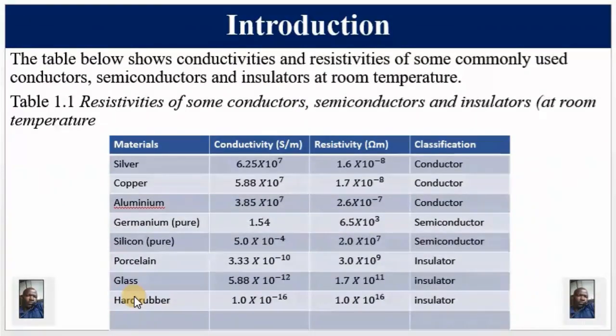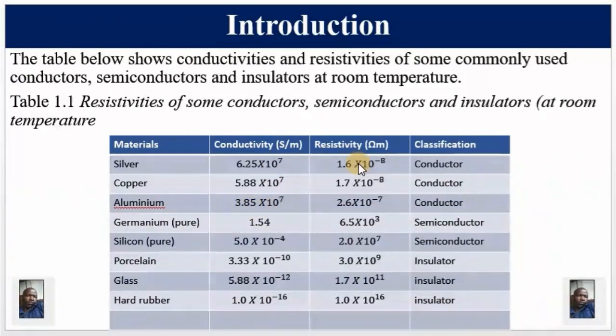Conductivity and resistivity of the three materials: conductors, insulators, as well as semiconductors. We've got a table to that effect: materials, conductivity, resistivity, and then the classification. So the classification is being done not according to names but according to conductivity and resistivity. Silver is the best conductor, having a conductivity of 6.25 times 10 to the power 7, followed by copper at 5.88 times 10 to the power 7. You can see that this is higher than this. And aluminium is in third position with a conductivity of 3.85 times 10 to the power 7.